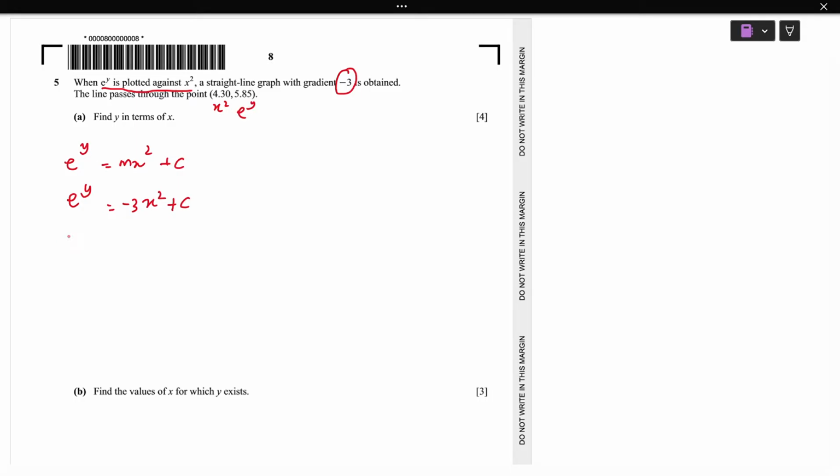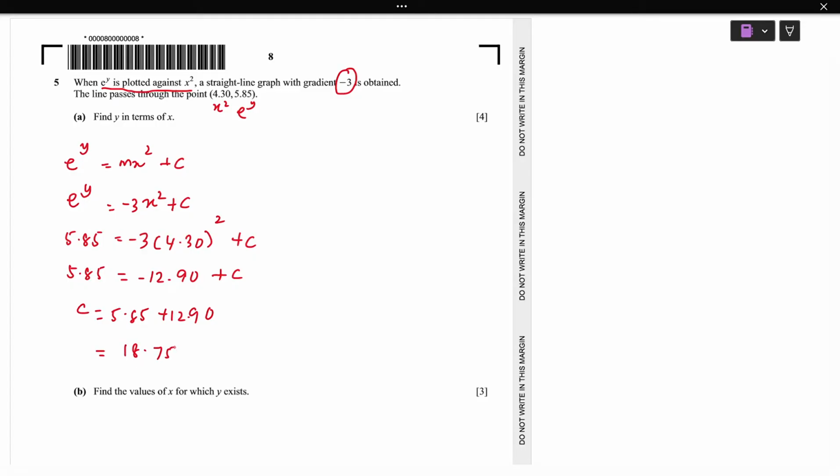Just substitute, which is 5.85 equal to -3 into 4.30 square plus c, which is 5.85 equal to -12.90 plus c. So c equal to 5.85 plus 12.90, which is 18.75.